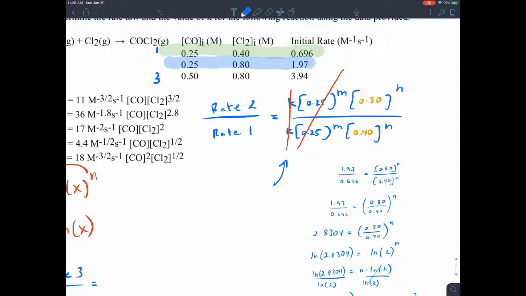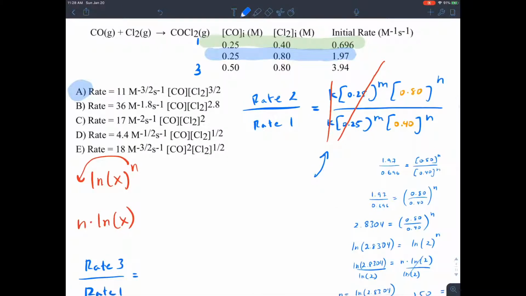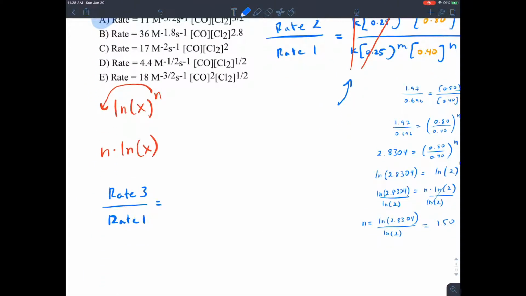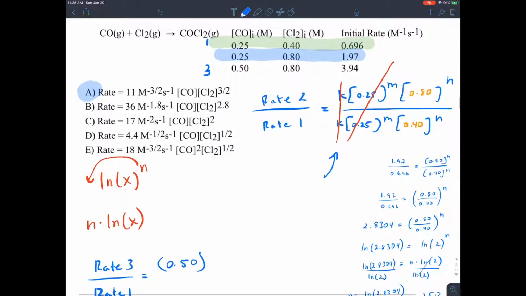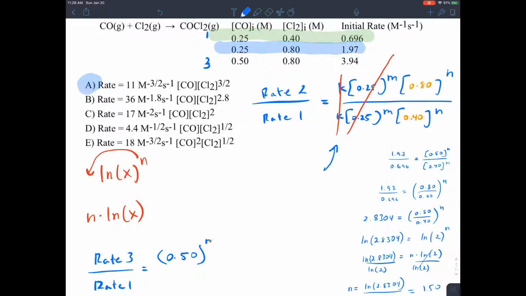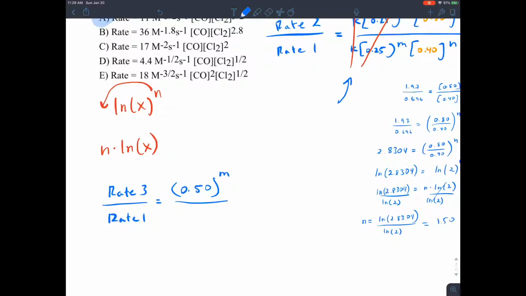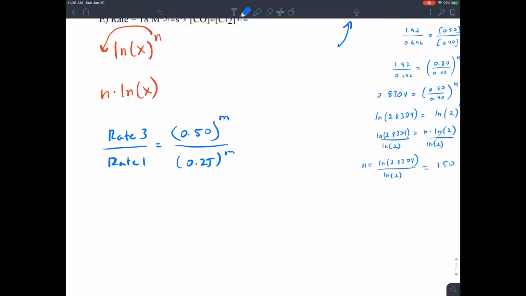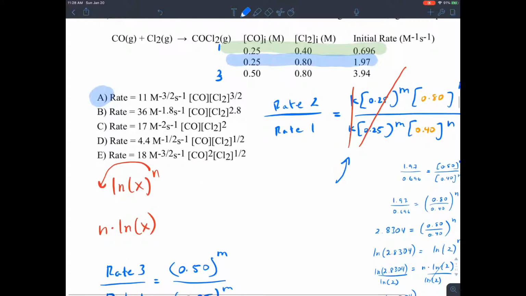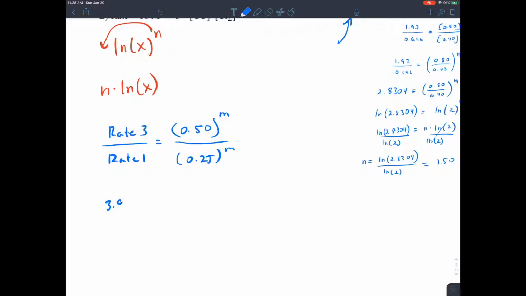So really all I care about is the one that did change, the one that doesn't cancel out. So in this case, the carbon monoxide. So I'm looking at 0.50 to the, we'll call that one M, over 0.225 to the M. Great. And that's going to be rate 3 over rate 1, which happens to be 3.94 over 0.696.